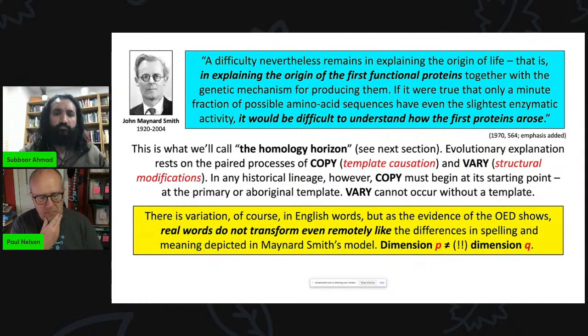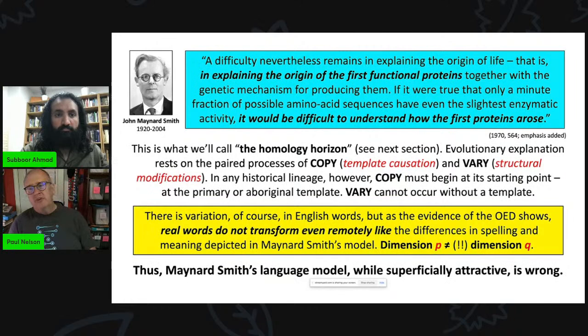And Maynard Smith himself, in his own paper in Nature, recognizes this, that real English words do not transform even remotely like his word game. In other words, dimension P is not congruent in the way that we need it to be with dimension Q for the analogy to work. So his model is superficially attractive, but it's wrong.